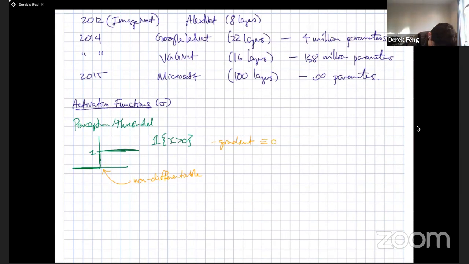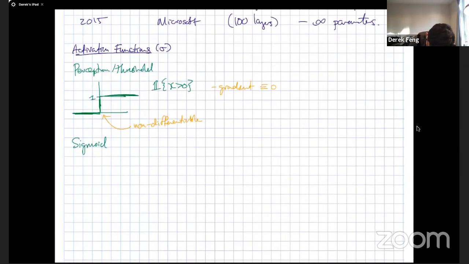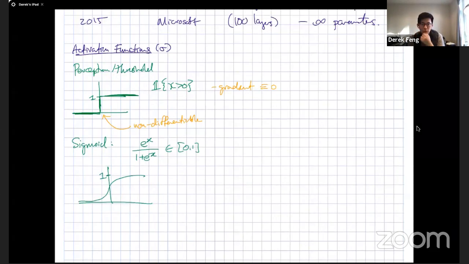Then what we've looked at before is this function called the sigmoid function, right? That's e of x over 1 plus e of x. That's going to be in (0, 1), and it's going to look like this, right? It goes up to 1. Okay, so there are a few issues here. One thing, this is non-zero mean, right?